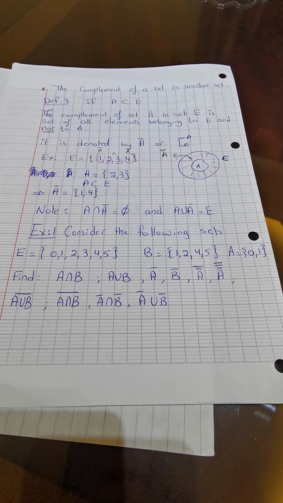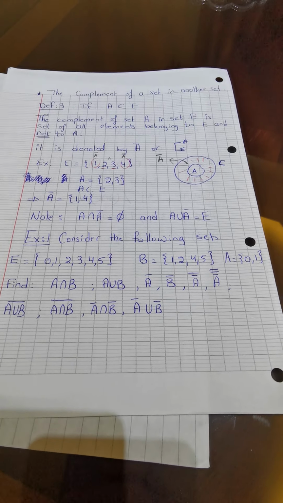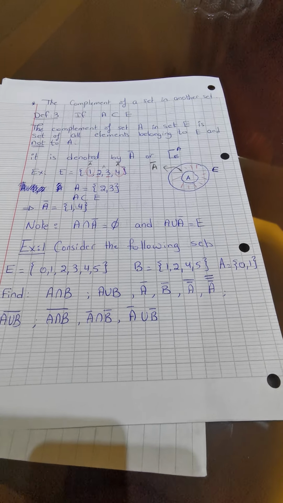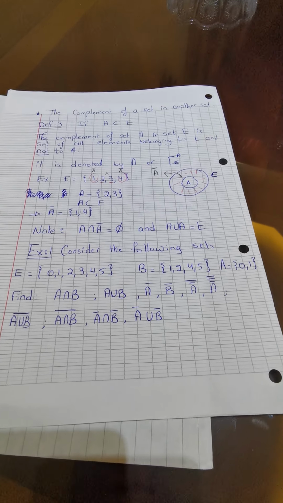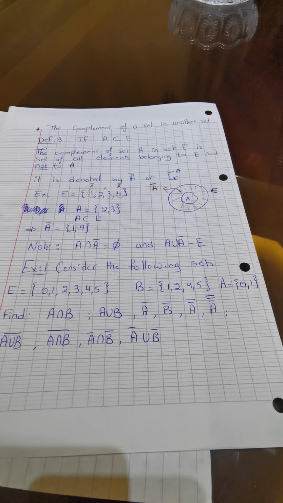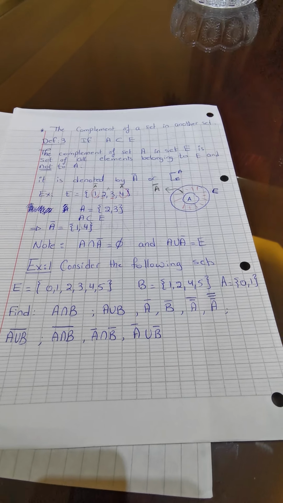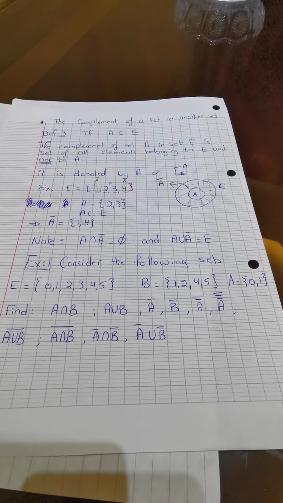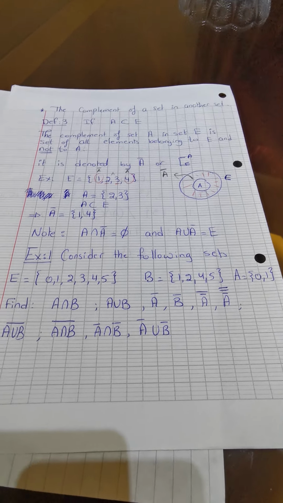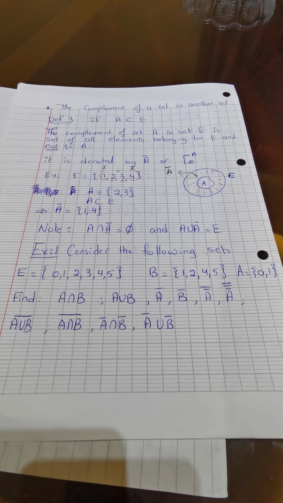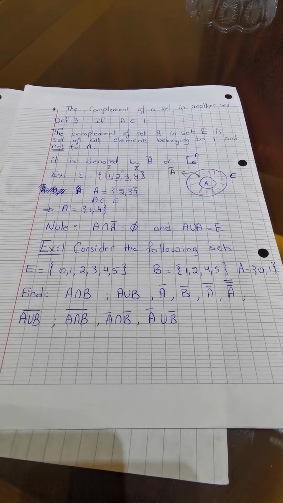First of all, we can only have a complement if we have a small set, a subset, in another big set. So if we have, for example, a set A, a subset of set E, the complement of set A is the set of all elements that belong to E but do not belong to A.